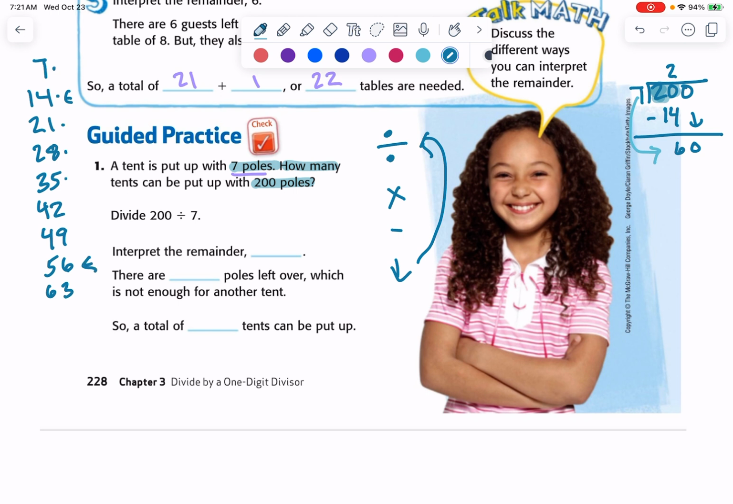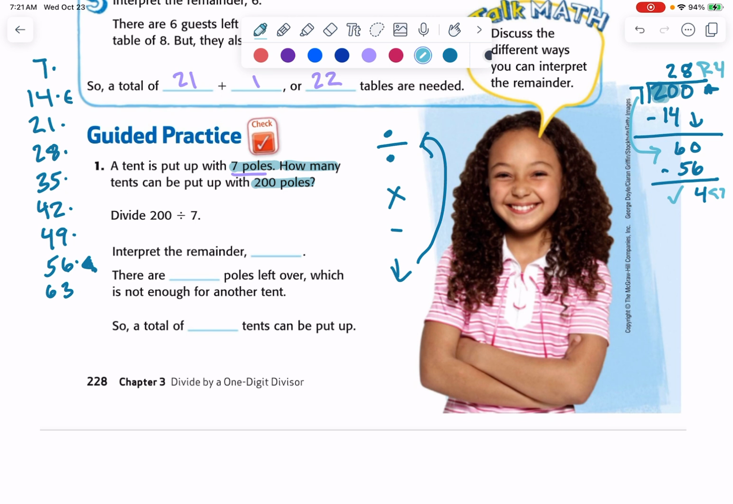1, 2, 3, 4, 5, 6, 7, 8. So we're gonna put an 8 here and multiply 7 times 8 is 56. Okay, subtract. All right, 6 plus 4 is 10. So 56 plus 4 is 60. We have nothing else to bring down. Okay. Is our remainder less than the divisor, which is 7? Yes, it is. So we have a remainder of 4.